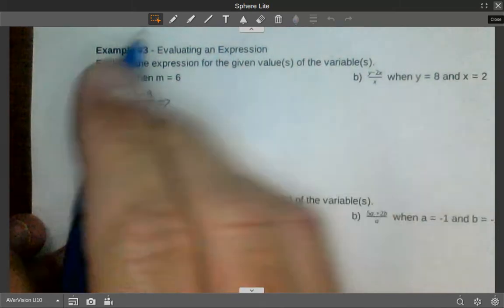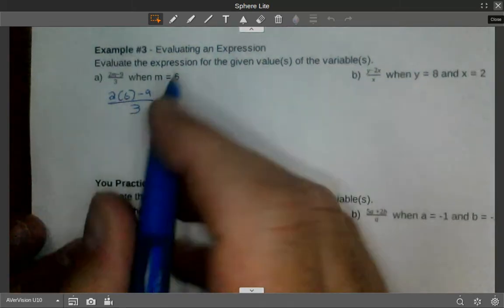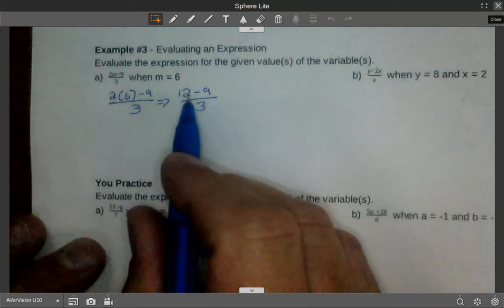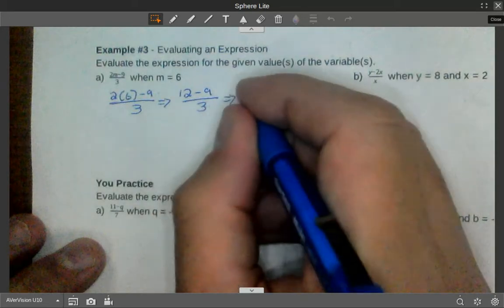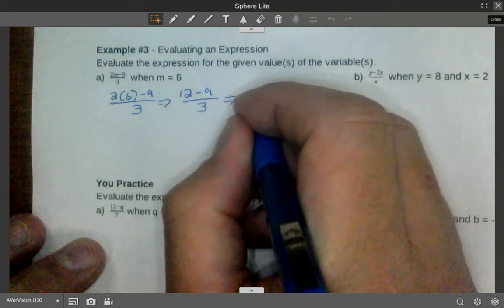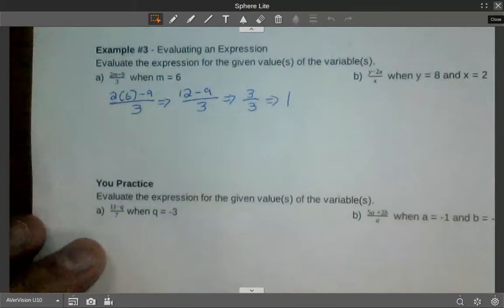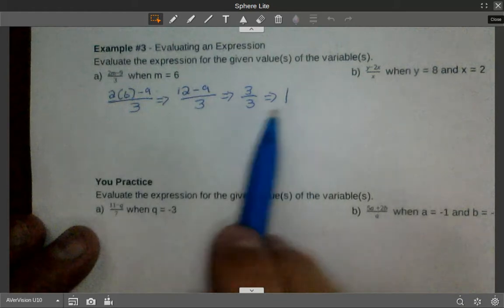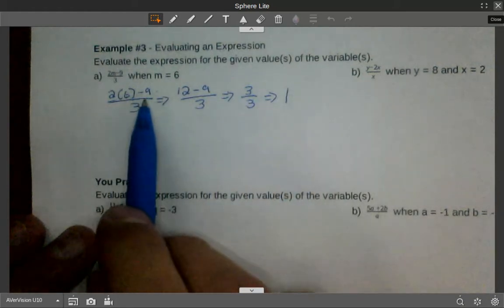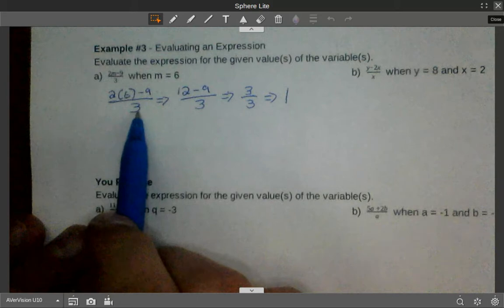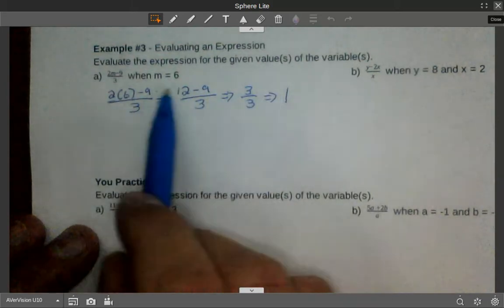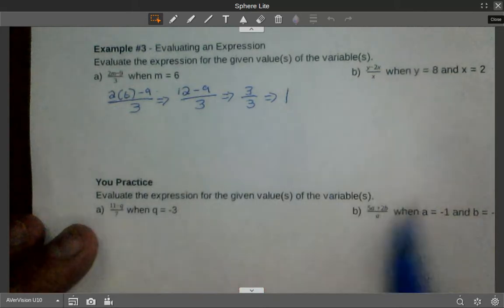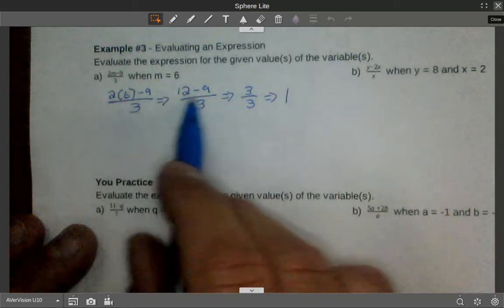If we do this, I know that 2 times 6 is 12. 12 minus 9 is 3. And I get 1. Now you'll notice this is probably the only time that you'll see me working horizontally. Whenever I have a fraction, I like to work horizontally because I have a numerator and I have a denominator. And I like to keep things up in the same level. I like to keep my numerators in the same level, and I like to keep my denominators in the same level. So if I do this, I like to work vertically.